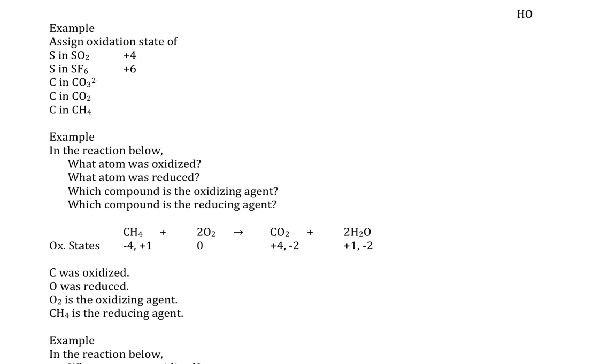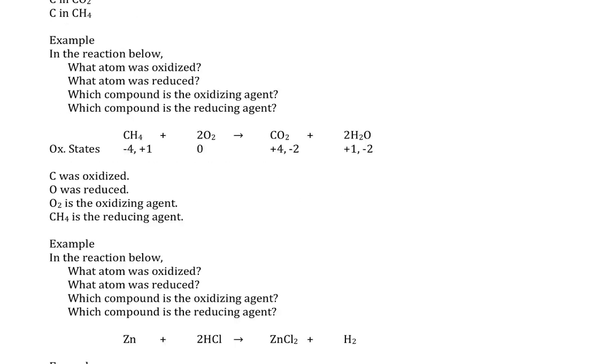oxidation state. Carbon in CO2, so each oxygen -2, we have 2 of them, so -4, carbon has +4 oxidation state here. Carbon in CH4, each H +1, there's 4 of them, +4, so here carbon has a -4 oxidation state. Okay, now how we use all that, we'll see in this example.